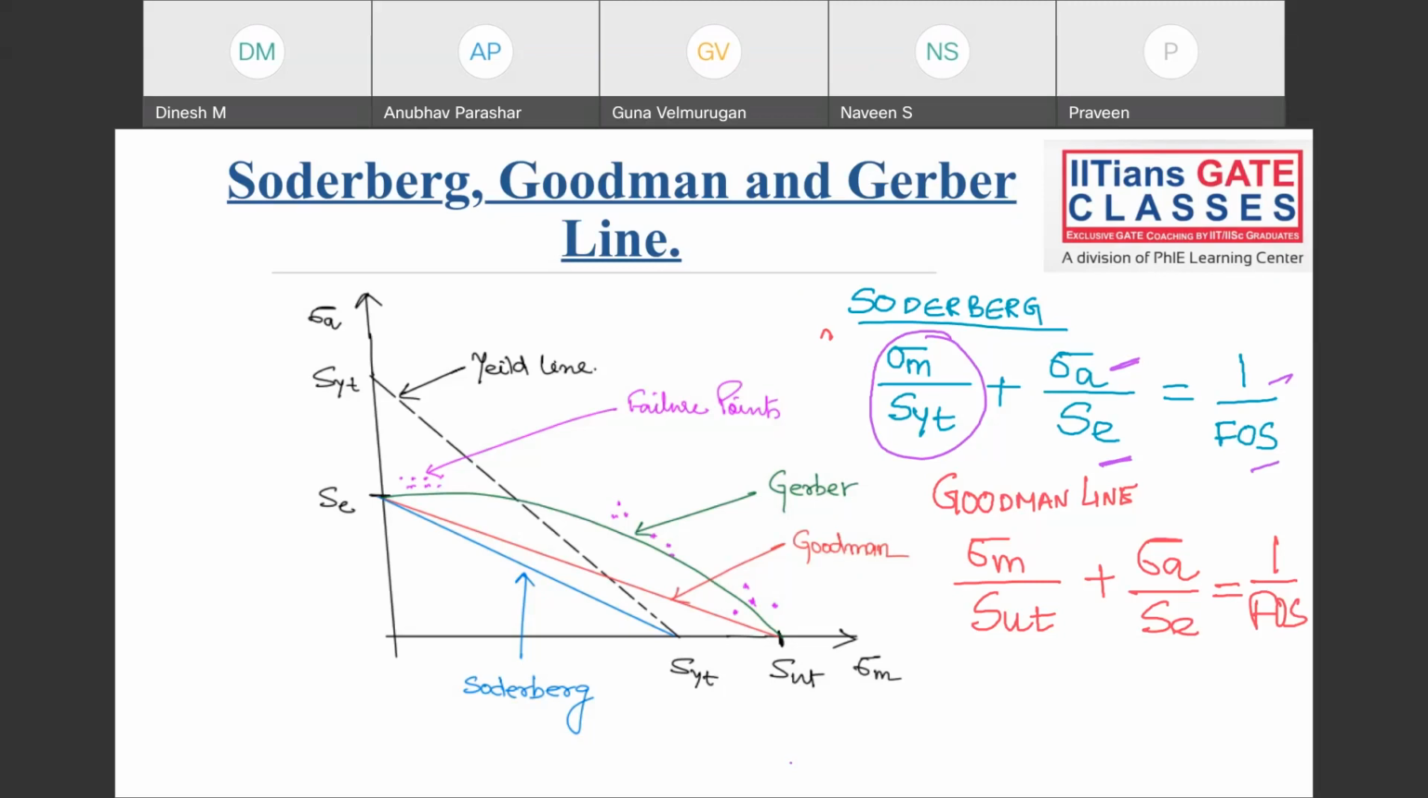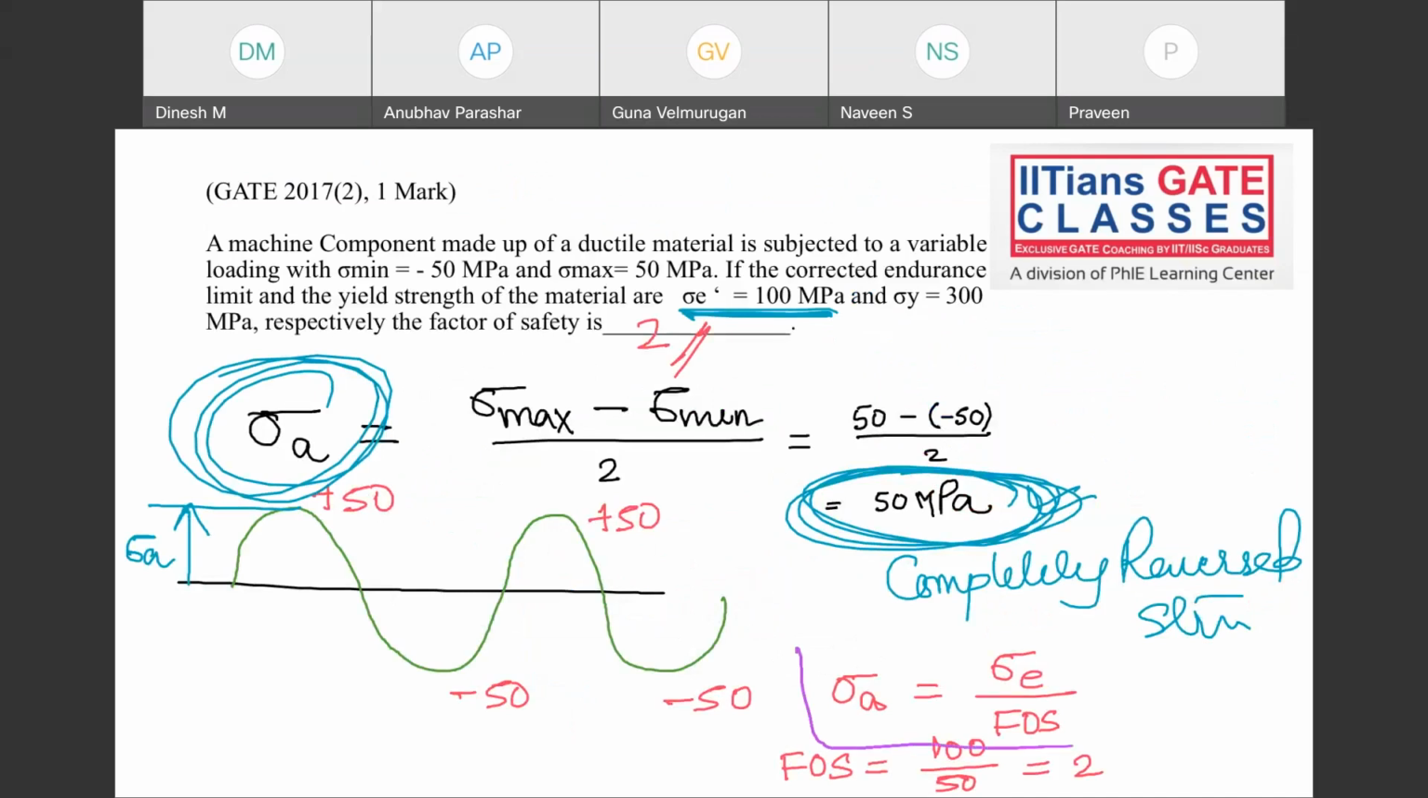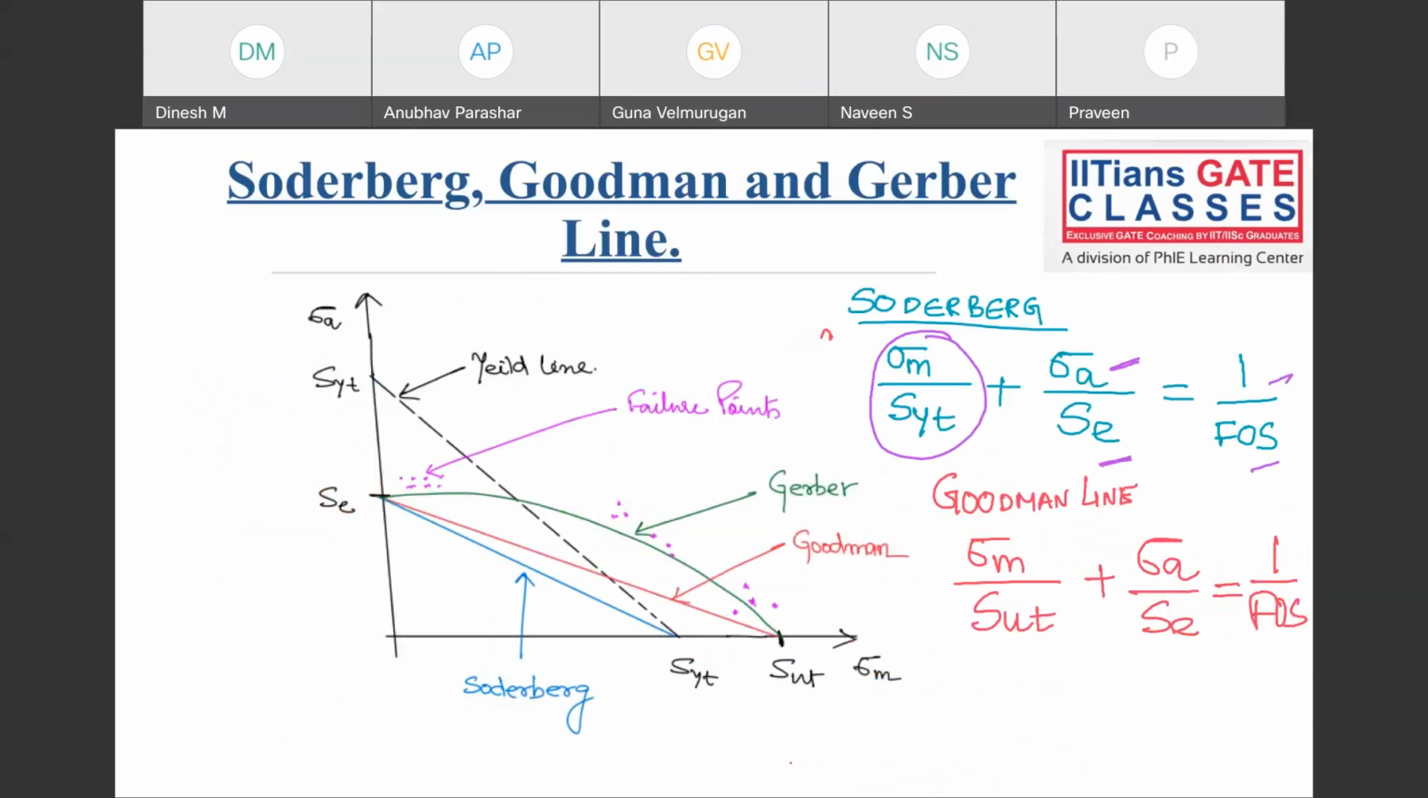This is nothing else but the equation you have used. Sigma A divided by sigma E, that is Se, is equal to 1 upon F of S. This is the same equation we have used. Why are you using this equation here? Because here the sigma M component, that is the mean stress, is equal to 0. But if the mean stress is not 0, then you have to use either of these lines. If you put the values in these lines, then you'll get the answer.